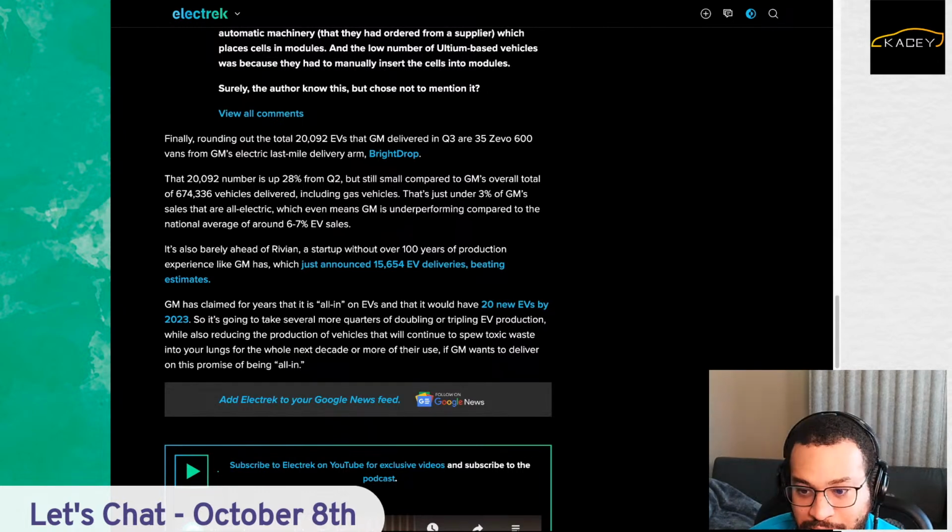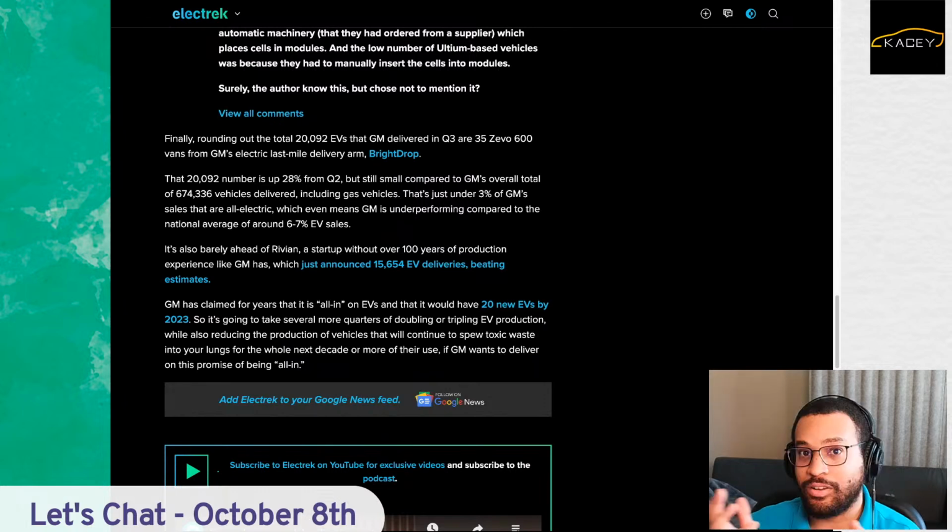GM claimed it is all in and that it would have 20 EVs by 2023. So it's going to take several more quarters of doubling or tripling EV production while also reducing the production of vehicles that continue to spew toxic waste into your lungs for the whole decade or more of their use, if GM wants to deliver on their promise of being all in or leading.